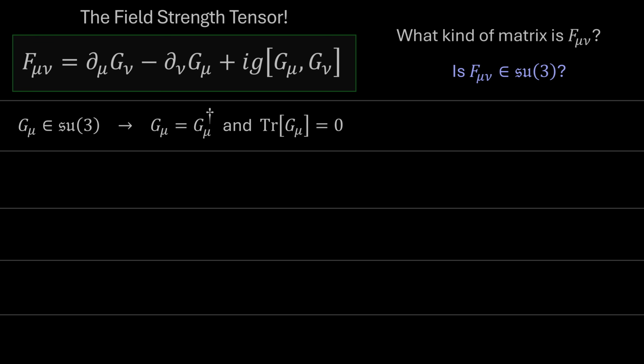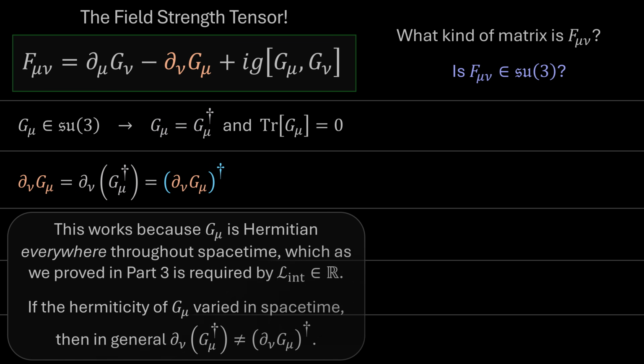So if we look at it piece by piece, we can ask, for starters, is the derivative of g mu a Hermitian matrix? To do that, starting with the derivative of g mu, we know that equals the derivative of g mu dagger, because g mu equals g mu dagger, and the transpose conjugate can be brought outside of the derivative. So then you can see that the derivative of g mu actually does equal the transpose conjugate of the derivative of g mu. And so yes, indeed, the derivative of a Hermitian matrix is itself a Hermitian matrix.